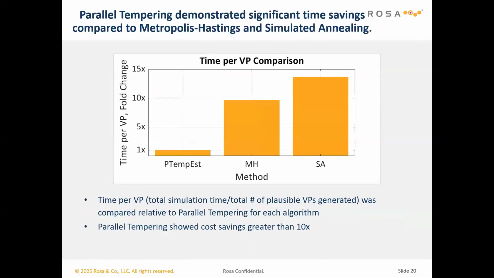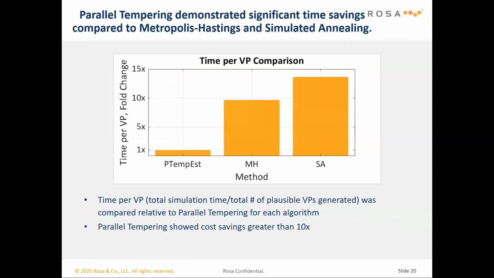We found that all 3 algorithms showed comparable goodness of fit and coverage of the target data variability, which made parallel tempering a viable alternative to the 2 established methods. However, parallel tempering was found to have significant time savings compared to the other methods.